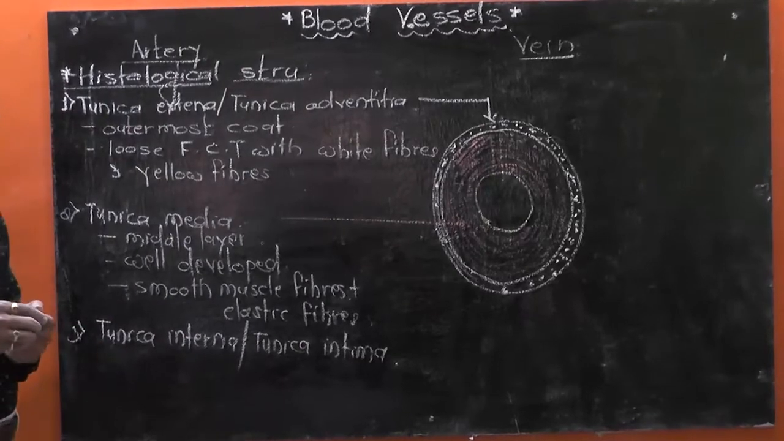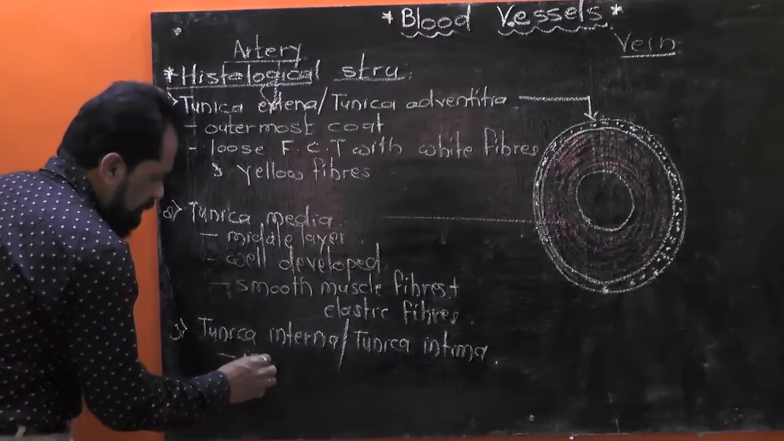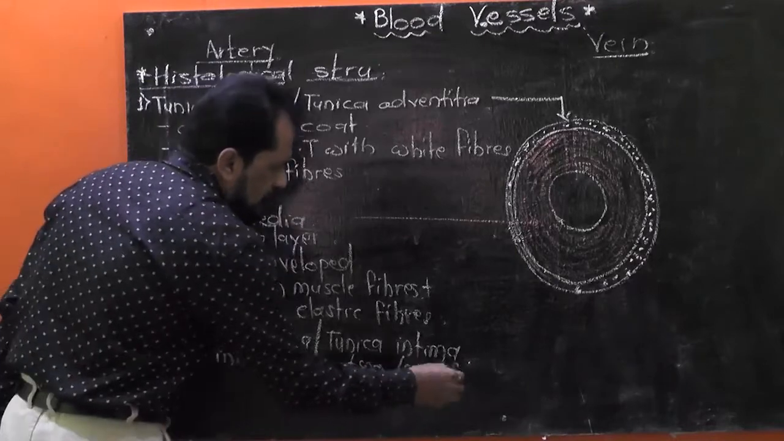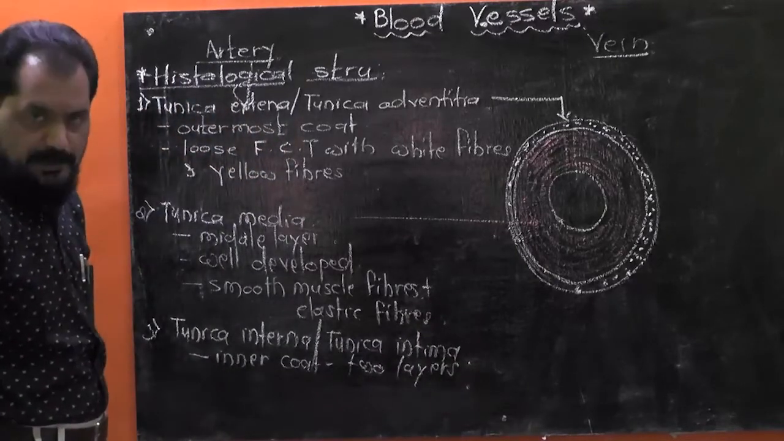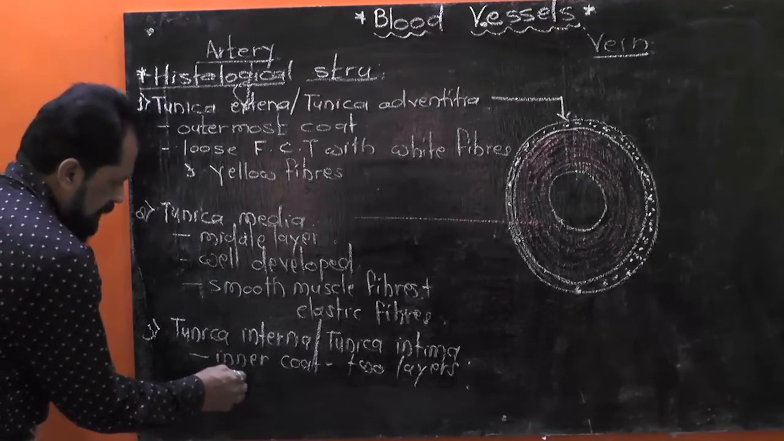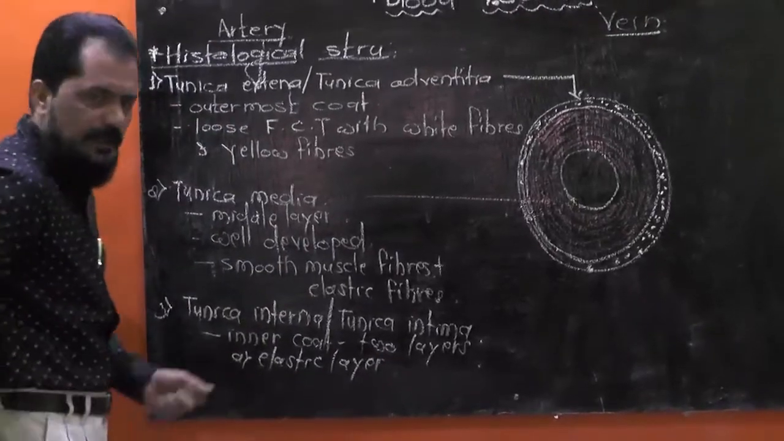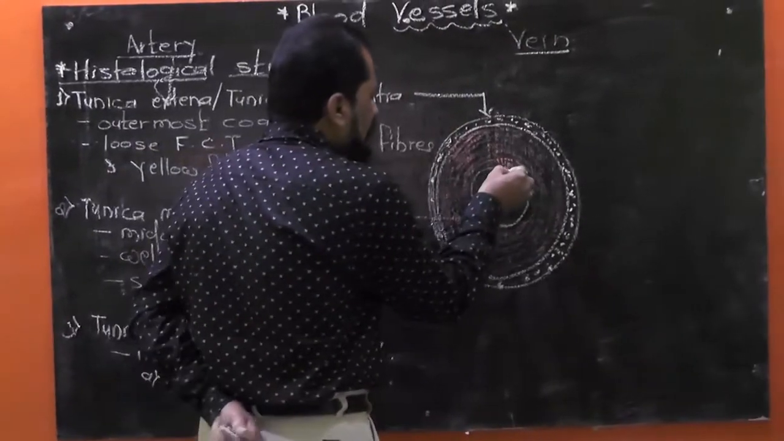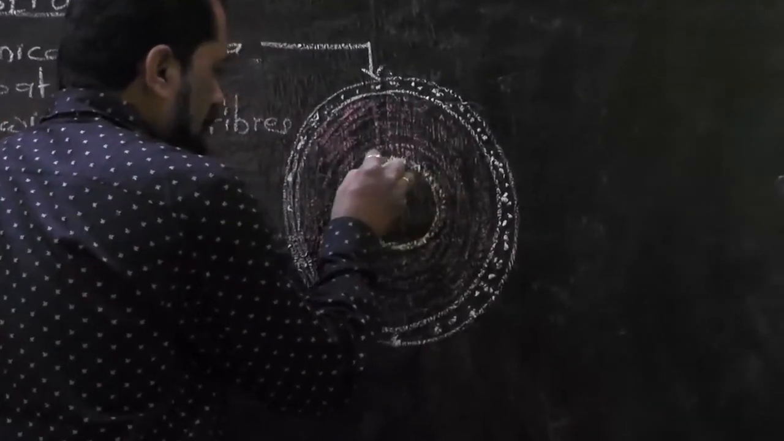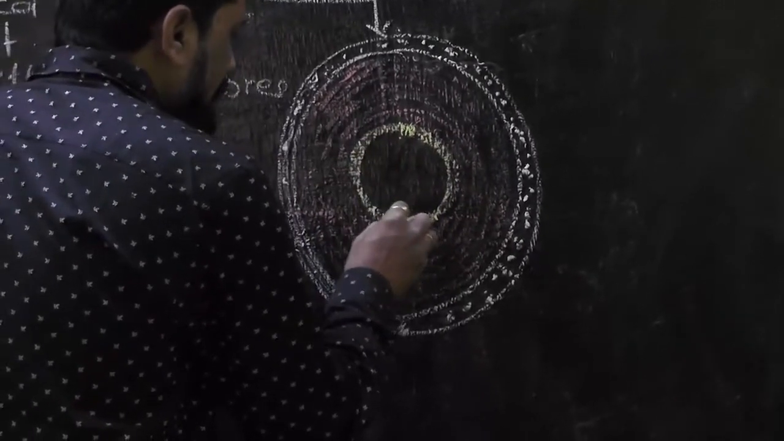Come to the tunica interna or tunica intima. It is the innermost coat and it is further made up of two layers. Tunica interna is the inner layer and it is again made up of two sublayers, such as the outer elastic layer. Please look at the diagram. Suppose with the help of yellow chalk I am going to show this is the elastic layer. It is quite well developed and made up of elastic fibers.